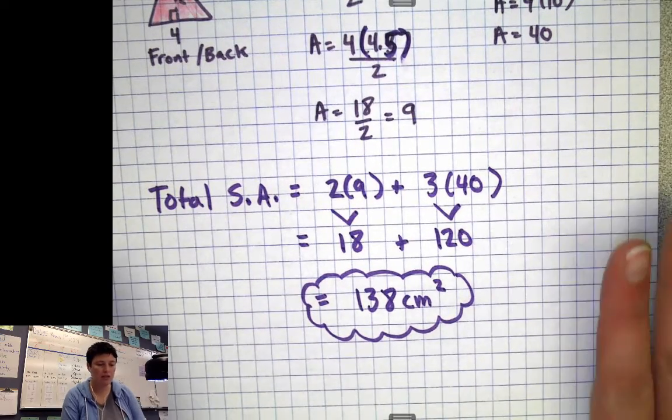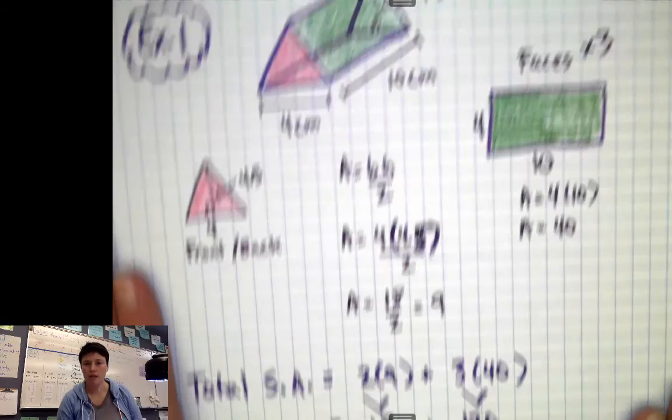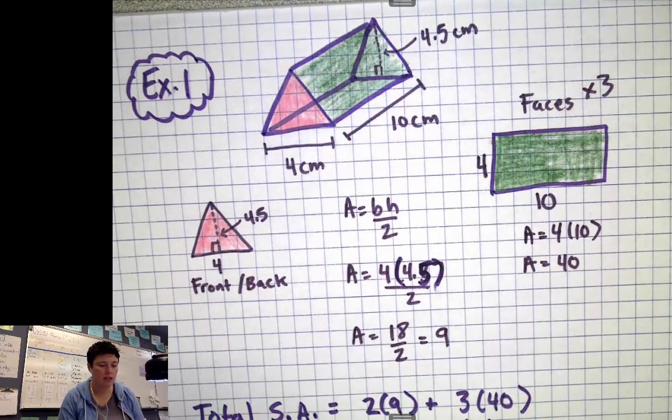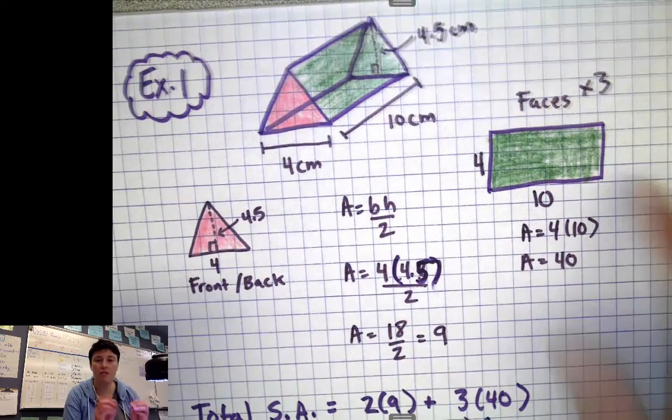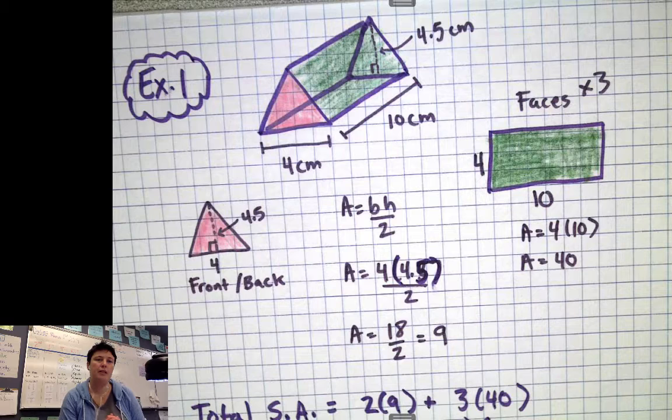My strategy for all of this was color the faces, color the sides, look at them carefully, draw them out, and individually find each of the areas. Does that kind of make sense to you guys?